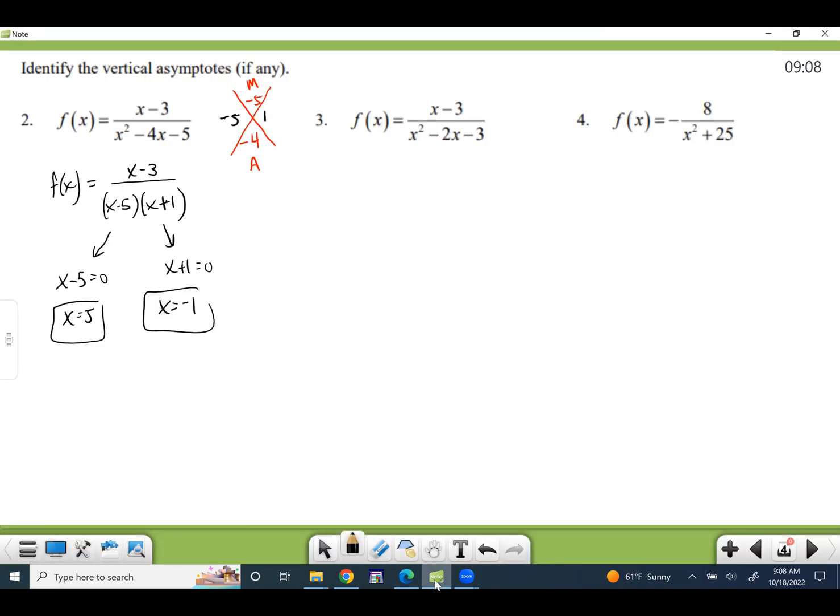All right, let's try another one. Now, not a lot has changed. We still have the x minus 3 in the top. They did change the bottom polynomial. So let's go ahead and factor that one.